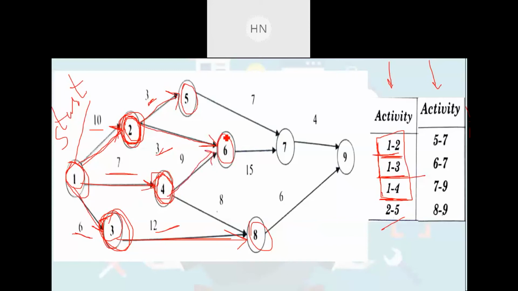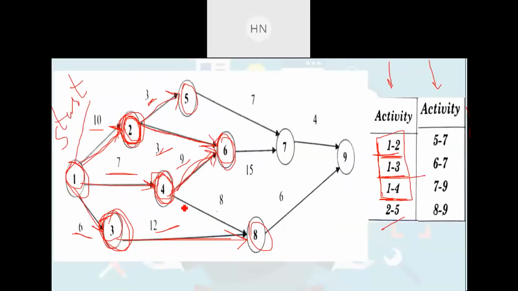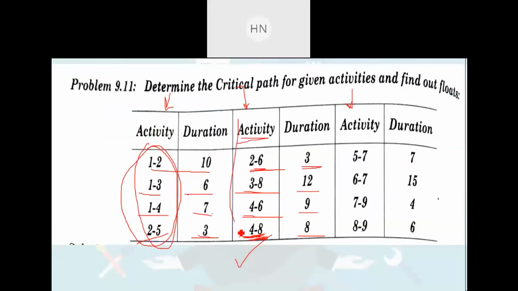So you can see here on the 6 number event, two activities are merging, activity 2 to 6 as well as activity 4 to 6. These two are merging on the event number 6, and the duration is 9, right? And after that, the last activity here, that is 4 to 8, and the duration is 8. Now if we look for 4 to 8, then here it is the event number 4 and 4 to 8. So on the same event number 8, there are two activities merging, that is 4 to 8 and 3 to 8, and here the duration is 8 days, right? So that second column is also completed.